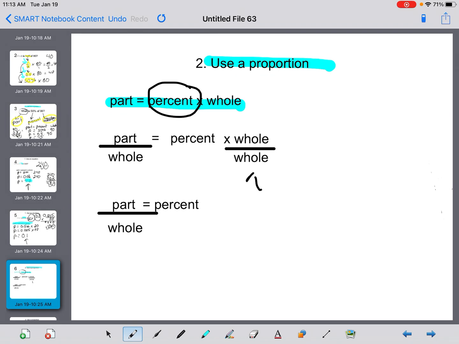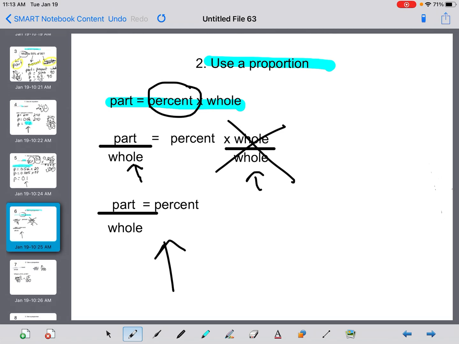So I'm going to do the opposite. Look over here, I divided by the whole number. What you do to one side, you must do to the other. But now look, a whole divided by a whole, those are the same thing. Those cancel out. So I end up with this proportion: part over whole equals percent. I haven't actually really changed my equation. I'm just setting it up in a different way.